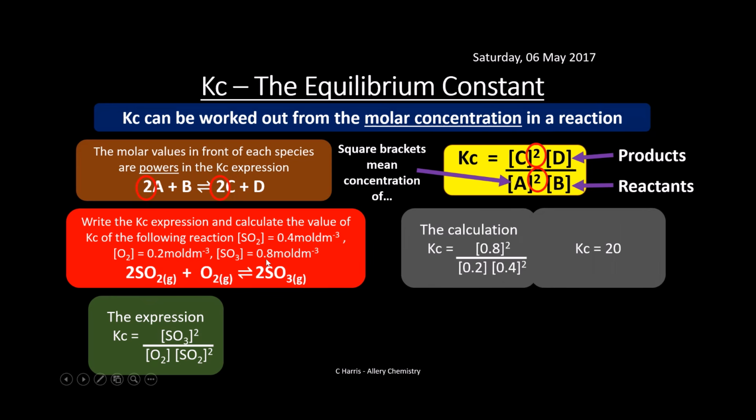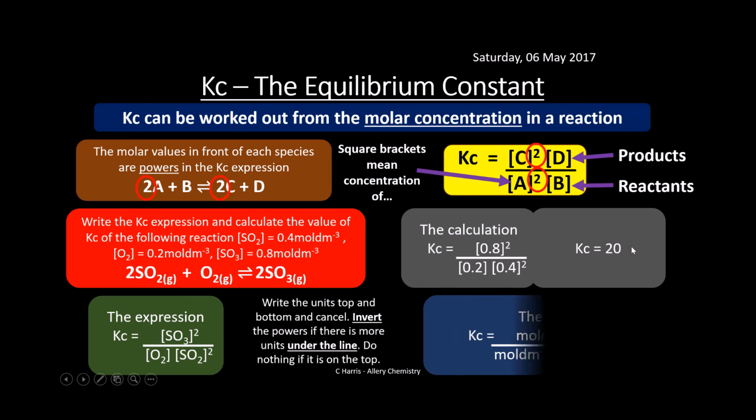Okay, the calculation, dead easy. We already have concentrations, so that's fine. 0.8 is for SO3, 0.2 is for O2, 0.4 is for SO2. And you basically put your numbers in and you get a Kc of 20 in this case.